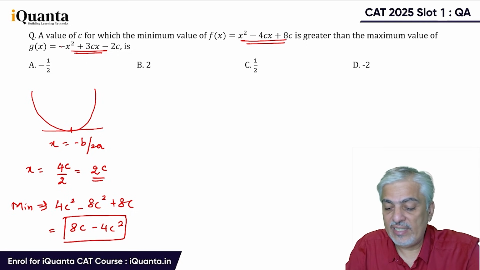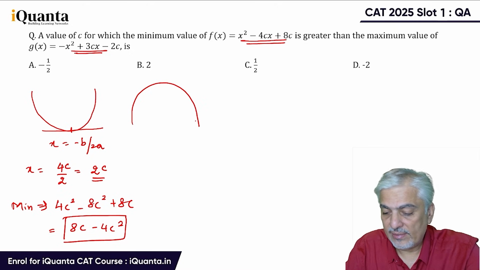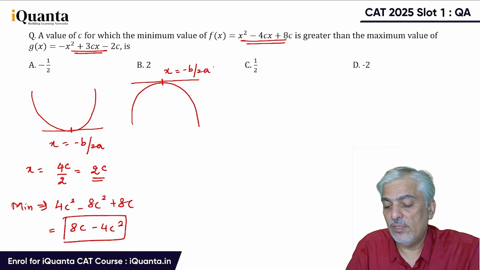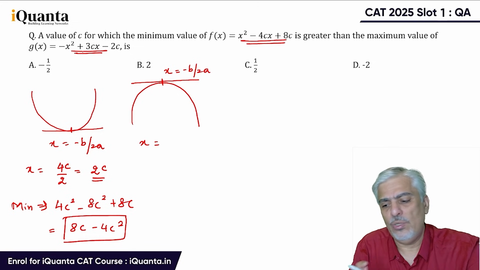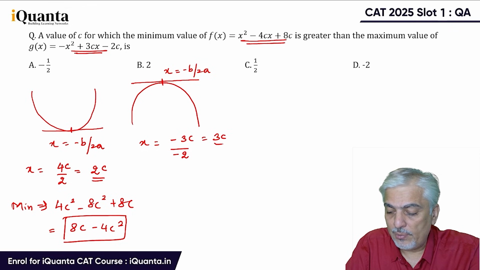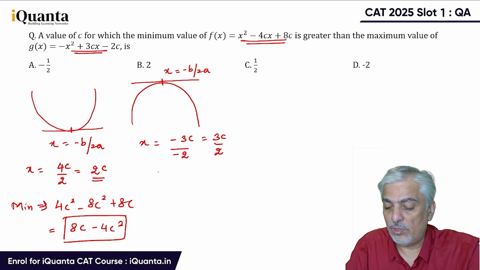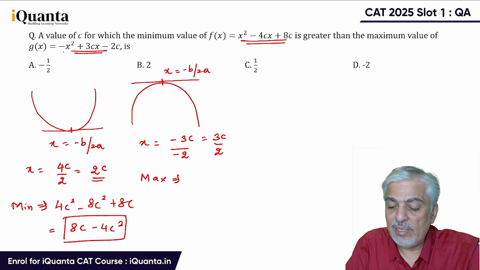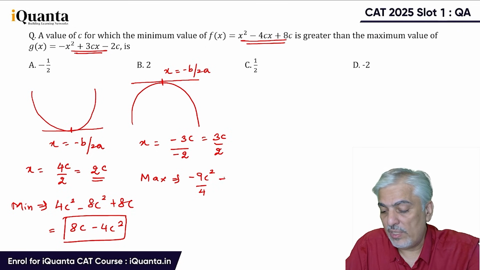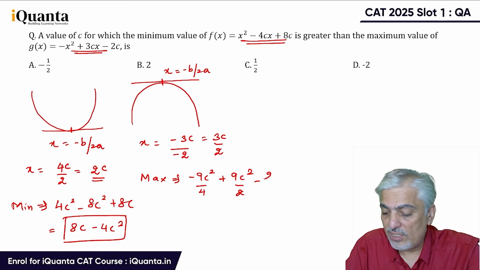Now the other function has a negative x square, which means it will be like this. So this will have a maximum value. Again, at the same point, x is minus b by 2a. So what will x be over here? Minus b. Only thing, calculations are slightly more difficult. Minus b will be minus 3c by 2a will be negative 2. So it will be 3c upon 2. Let's put it back in the question and see what do we get for the maximum value of the function. So the maximum value of the function which we will get will be negative 9c square upon 4 plus 3c into 3c. That will become 9c square upon 2 minus 2c.